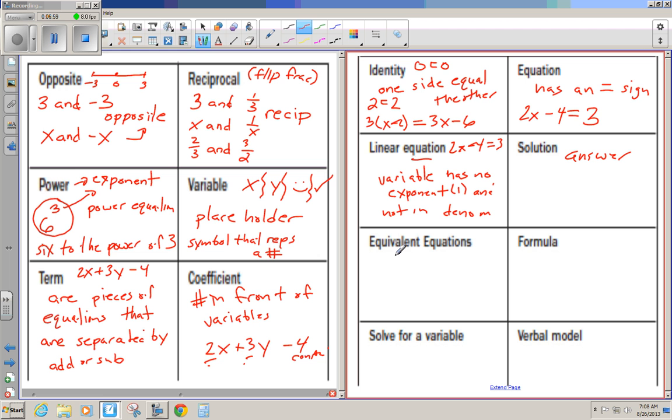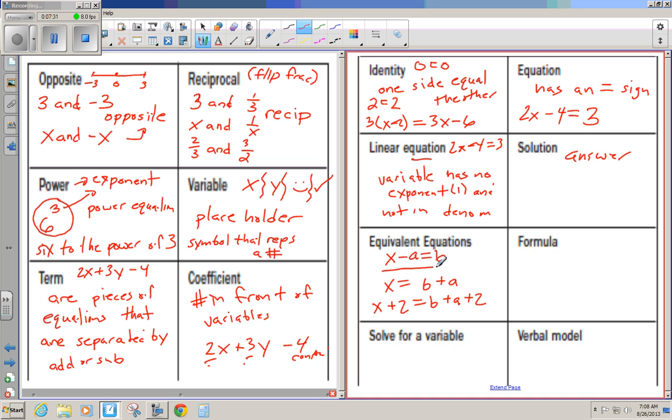Equivalent equations are similar equations that end up being the same. An example of that would be x minus a equals b. You could write an equivalent equation of this, x equals b plus a. All you did was add a to both sides. You could also make it this, x plus 2 equals b plus a plus 2.